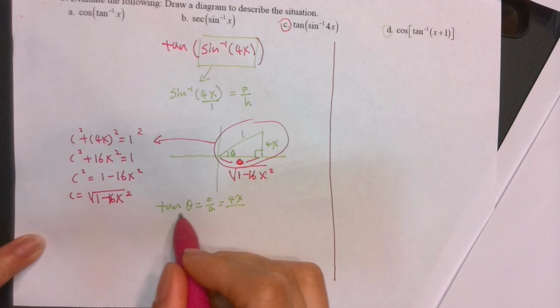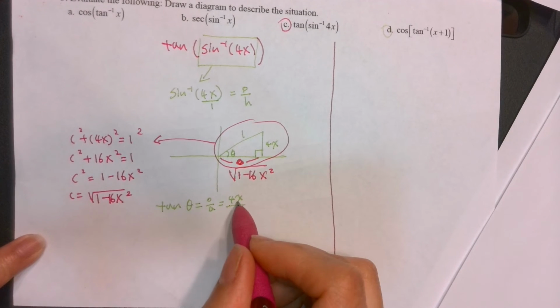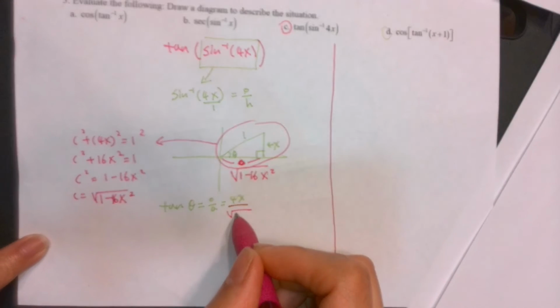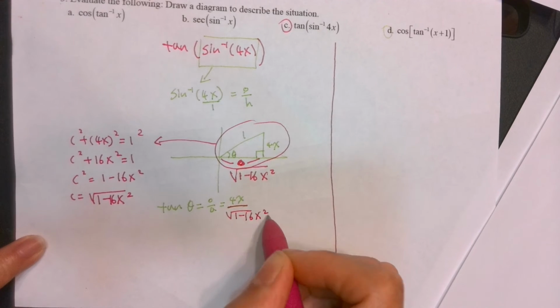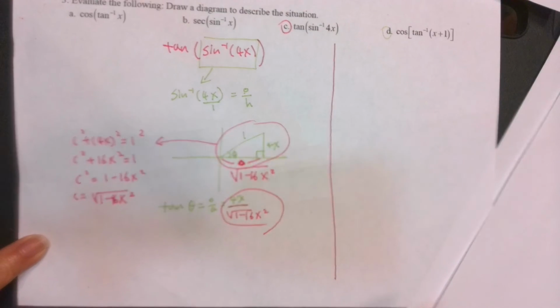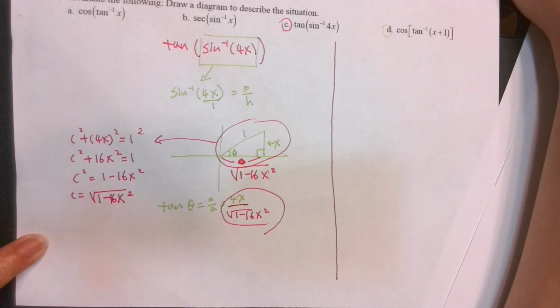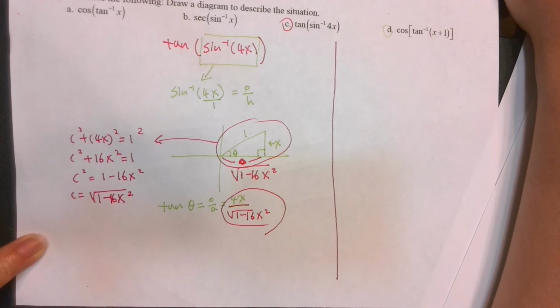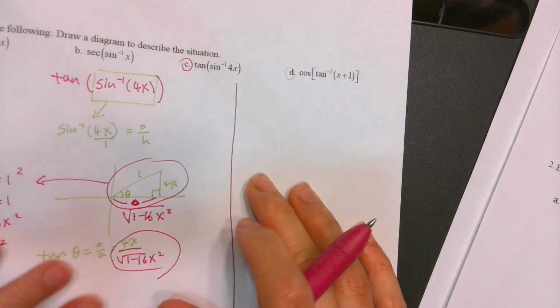So now let's go ahead and find the tangent of theta. Opposite side 4x over adjacent side, square root of 1 minus 16x squared, is going to be the answer. Is that the correct answer? Let me double check that. Yep. All right. Now on to letter D.